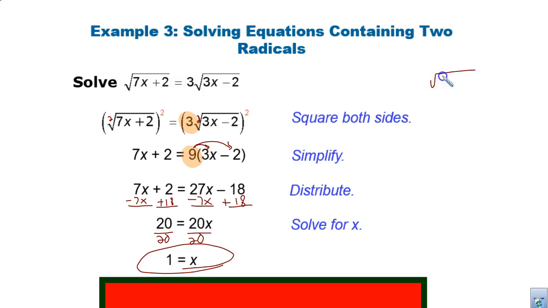So we've got the square root of 7 times 1 plus 2 equals 3 times the square root of 3 times 1 minus 2. All right, well, 7 times 1 plus 2 is 9. 3 times 1 minus 2 is 3 minus 2, which is 1. The square root of 9 is 3. The square root of 1 is 1, and 3 times 1 is 3. And since they are equal, we know that when we plugged in 1 as a solution, it worked.